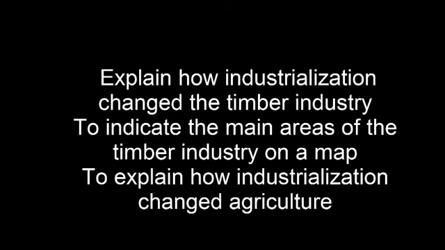This video has three learning intentions. The first learning intention is to explain how industrialization changed the timber industry. The second learning intention is to indicate the main areas of the timber industry on a map. And the third learning intention is to explain how industrialization changed the farming industry. And for this last learning intention, you have to keep in mind things like new crops, dairy production, and the end of the seigneurial system.